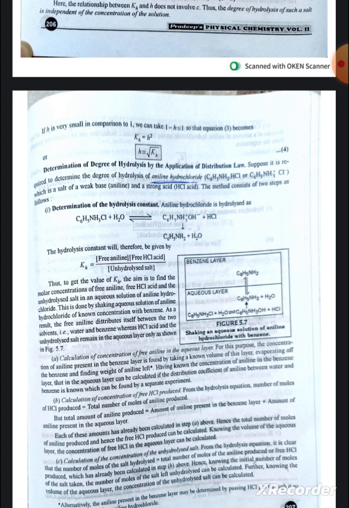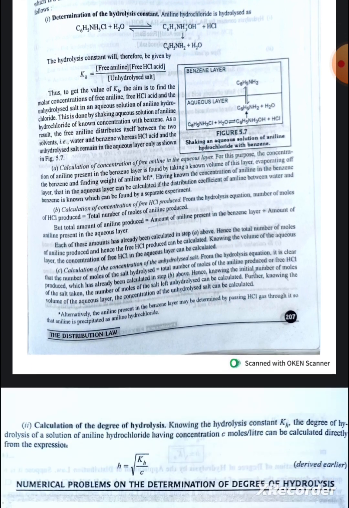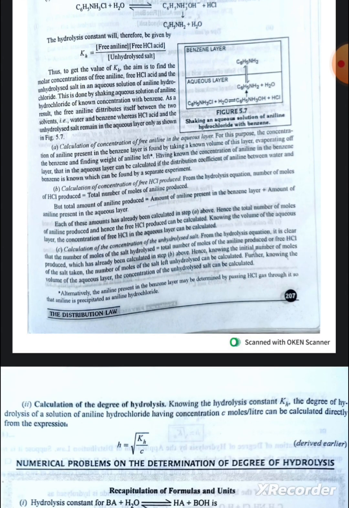C. Calculation of the concentration of the unhydrolyzed salt. From the hydrolysis equation, it is clear that the number of moles of the salt hydrolyzed is equal to the total number of moles of aniline produced or free HCl produced, which has already been calculated in step B above. Hence, knowing the initial number of moles of the salt taken, the number of moles of the salt left unhydrolyzed can be calculated. Further, knowing the volume of the aqueous layer, the concentration of the unhydrolyzed salt can be calculated.